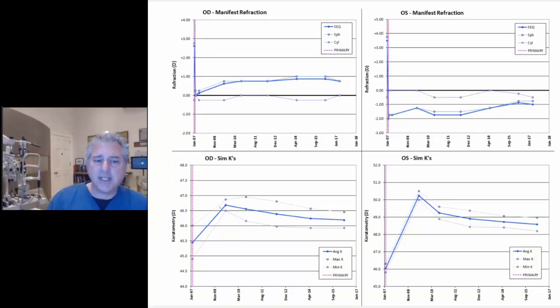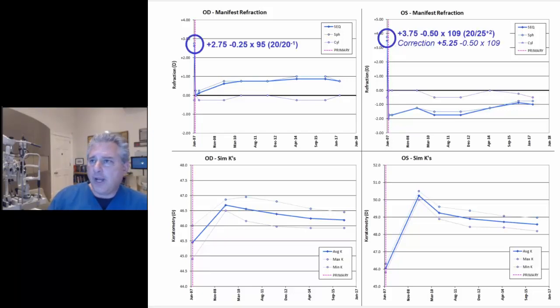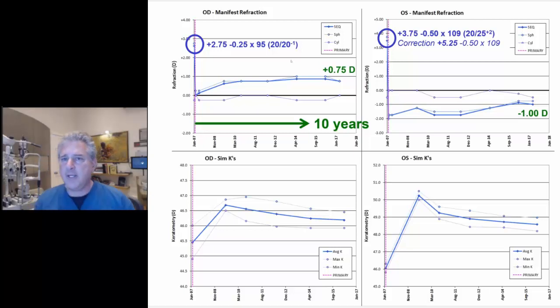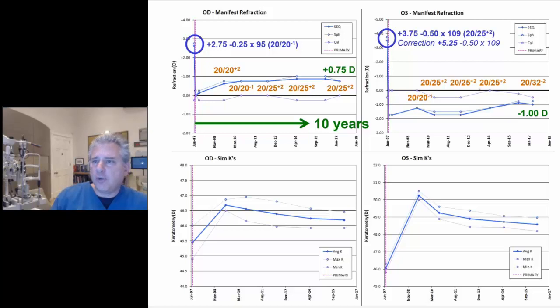And you can see that we actually had remarkable stability over that 10-year period. And the correction, she basically had very, very little change over that 10-year period. Just a little bit, all within a diopter. And her vision remained relatively stable. 0.4 diopter change, 0.6 diopter change in the Ks.